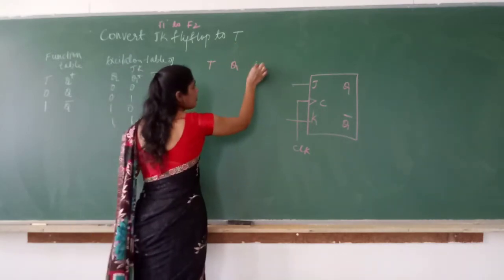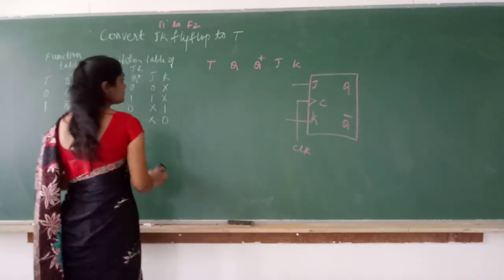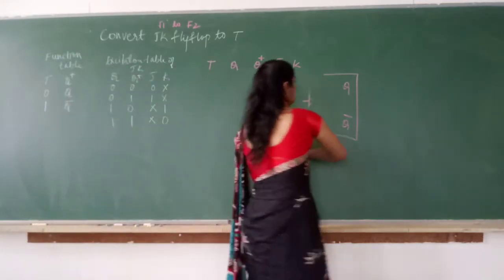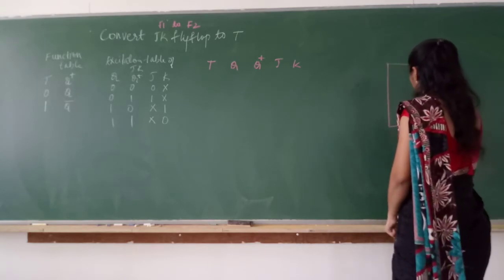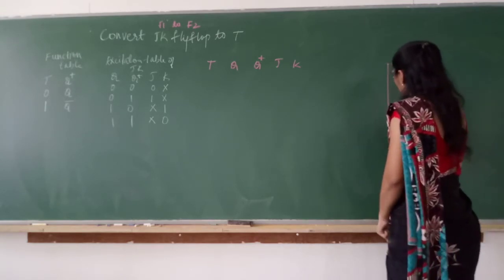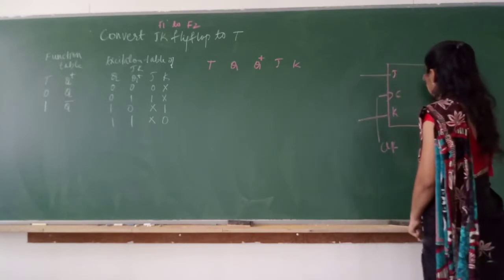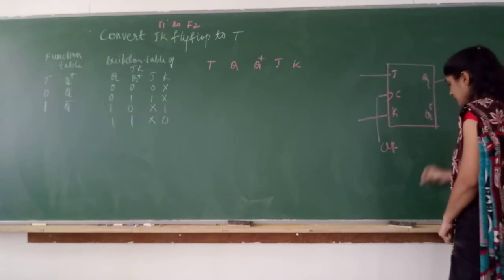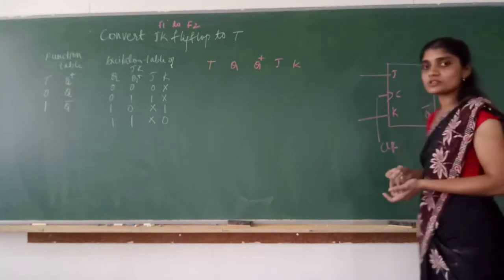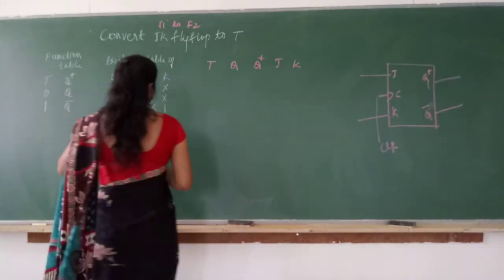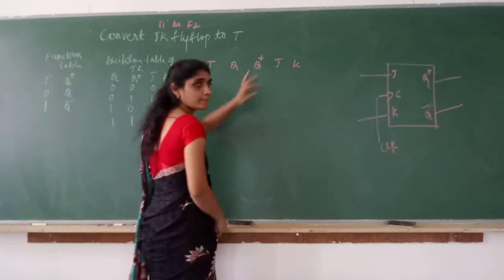T, Q, Q plus, J, K. So I'll write this here. This is J, K. The clock I have already given. Q, Q plus. Sorry, Q bar. We call this Q plus also. So now how do you start the excitation table? Start from here: T, Q, Q plus, J, K.